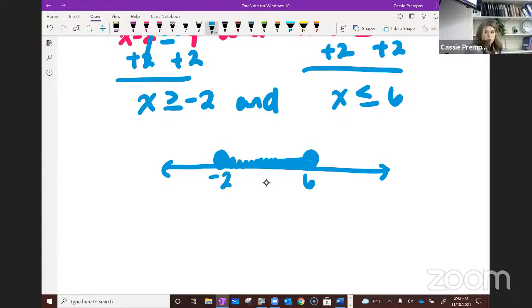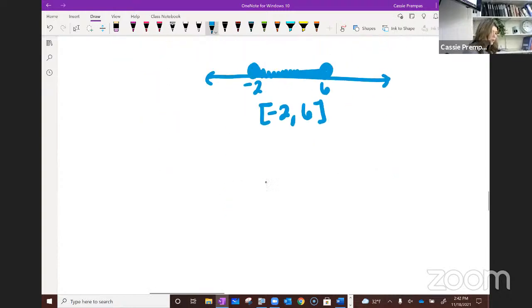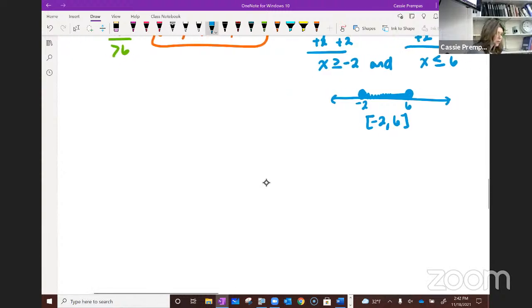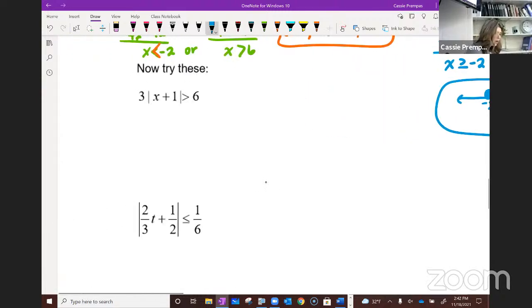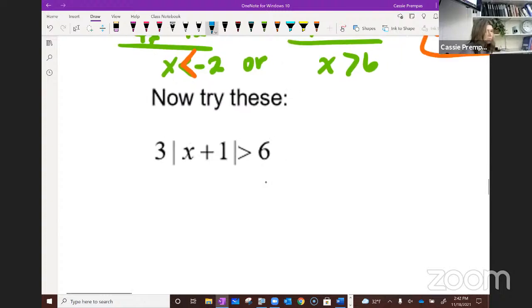And then what would be my answer in interval notation? Nice. And that's it. Okay, let's do a few more together. So I could box that too, and that's my answer. The next one's a little bit different.